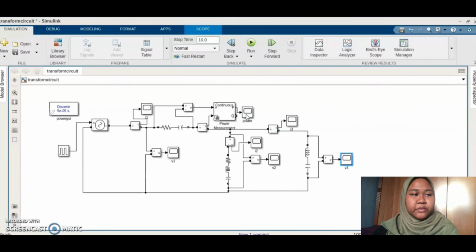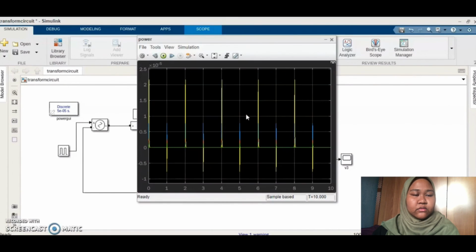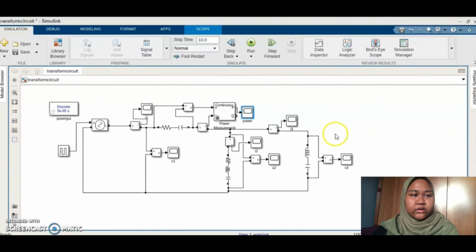And lastly, the power. This is the waveform obtained for the power, and the value is almost the same as the manual calculation.